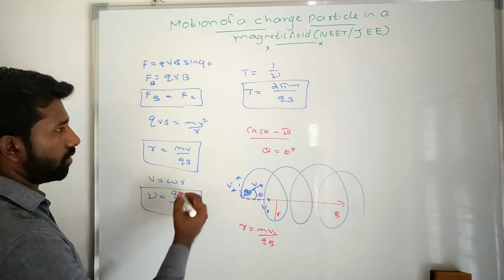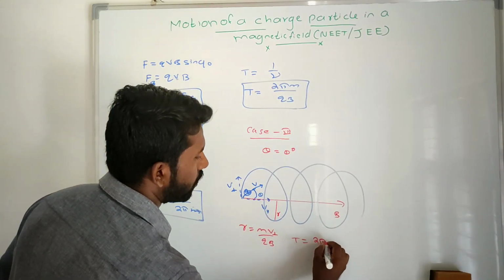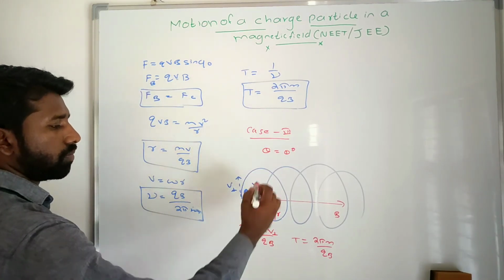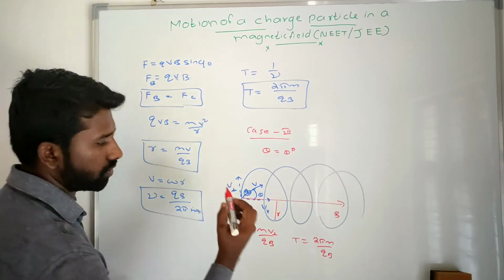What about the time period? The time period has no change, that is 2 pi m by qB. What is meant by time period? The time taken to complete one rotation. The frequency formula also has no change.